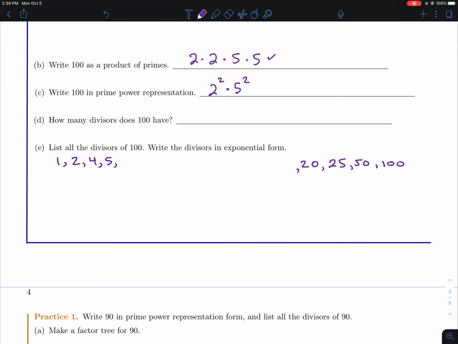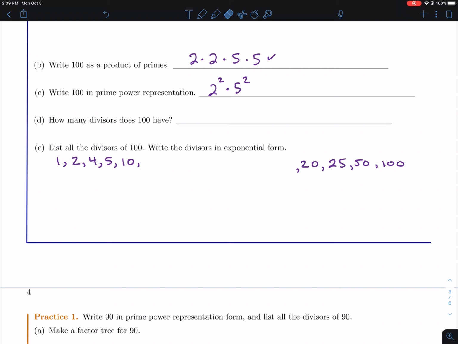And then again, I don't have to check 6 because there's no 3. I don't have to check 7 because there's no 7. I don't have to check 8 because there's no 2 to the third, so I don't have to worry about 8. There's no 9 because there's no 3. I do have to check 10 because I can multiply 2 times 5, and that would give me 10 in this case. And that gives me, oops, well, that's the same number. So it looks like we've met in the middle, so I don't need to write that twice.